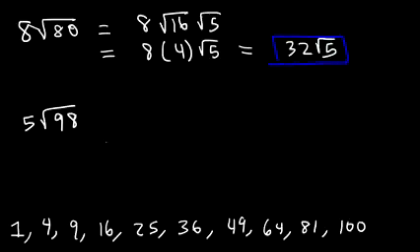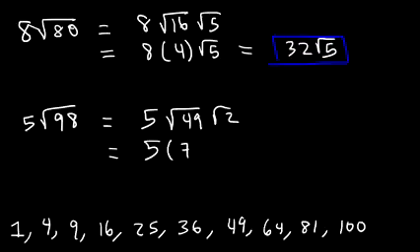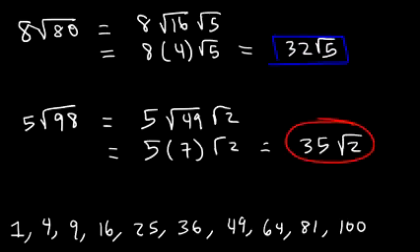Now for the next one, what perfect square goes into 98? 49 is half of 98. So we can write it as 49 times 2. The square root of 49 is 7. And 5 times 7 is 35. So we have 35 square root 2. And this is the answer.